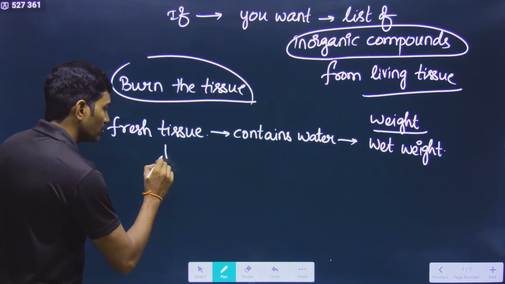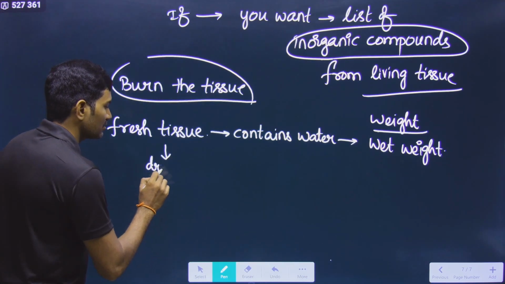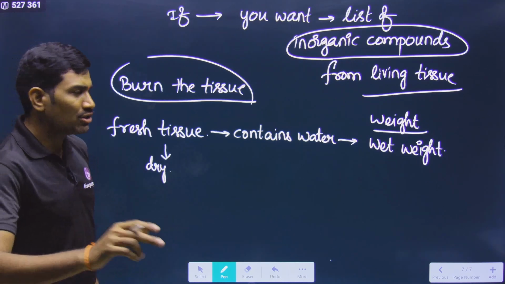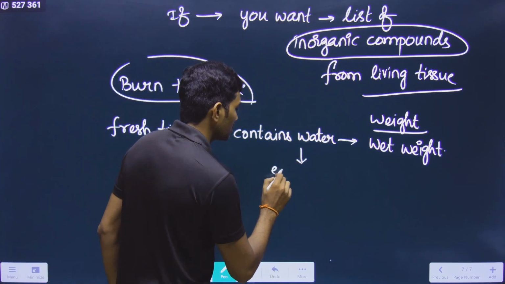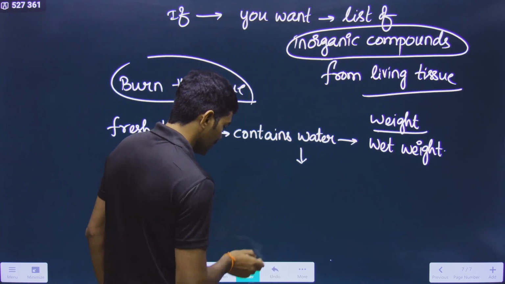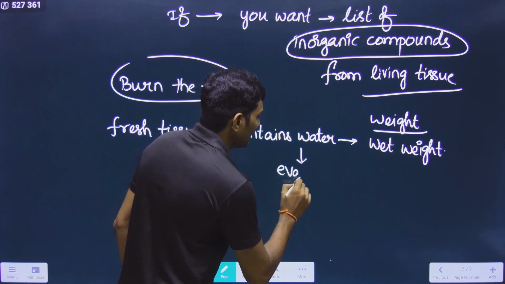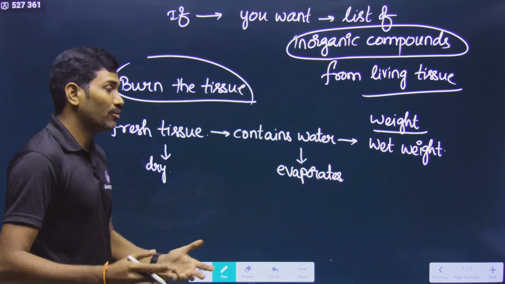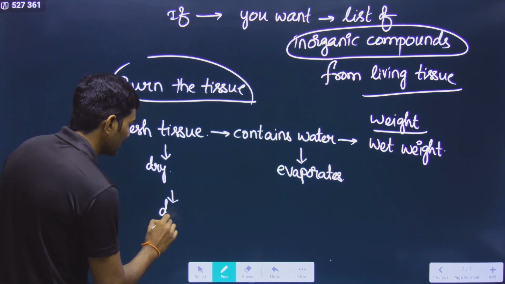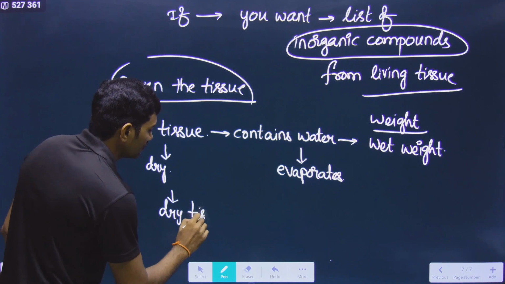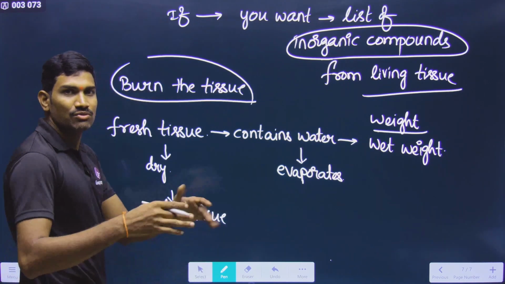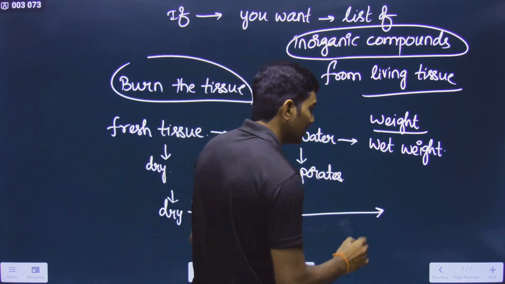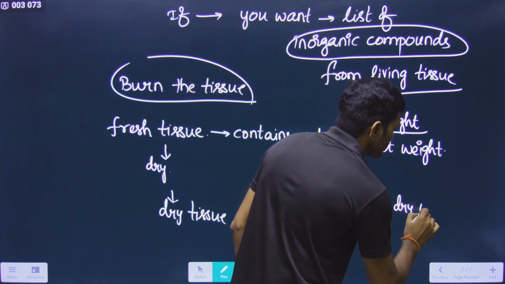So now what do we need to do? You need to dry this tissue. Because of drying, what happens? Water evaporates. Understood or not? Once water evaporates, now what will you get? Now you will get the dry tissue, from which the water has evaporated. And if you measure the weight here, this weight is called dry weight.